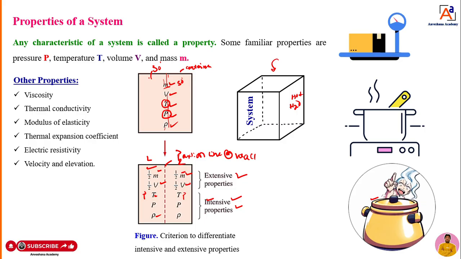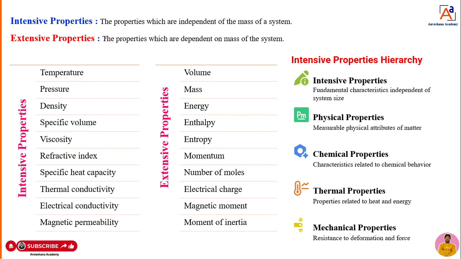When we put a partition wall in between, a thin plate, at half side, that means some properties are dependent on the mass, but some properties are not at all dependent on the mass. The properties which are dependent on the mass, we call extensive properties. The properties which are not at all dependent on the mass, we call intensive properties. Okay, fine. Now, you can note down the definition, dear students.